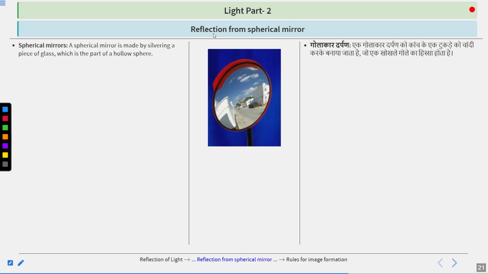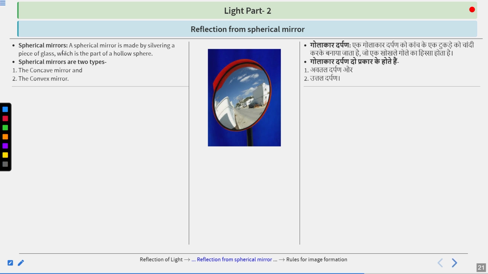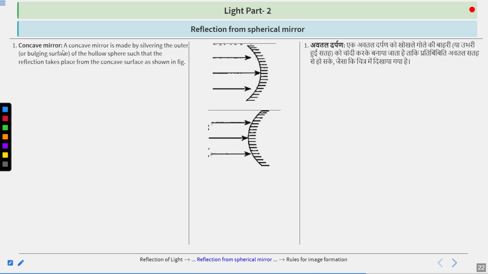Now, let's have a talk over the reflection from the spherical mirrors. A spherical mirror is made by severing a piece of glass which is the part of a hollow sphere. Spherical mirrors are of two types, the concave mirror and the convex mirror. A concave mirror is made by silvering the outer or bulging surface of the hollow sphere such that the reflection takes place from the concave surface, as shown in the figure. Here you can see, this is the concave mirror.